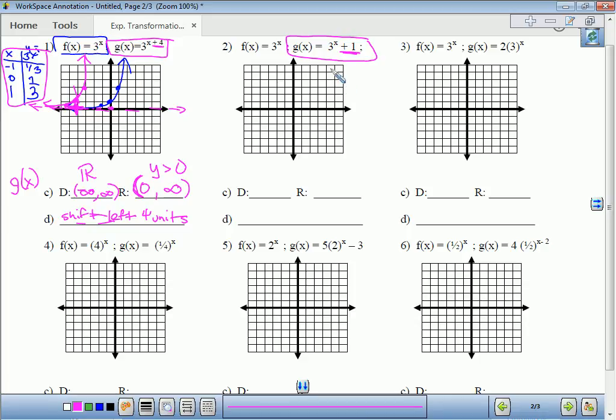Well, when we take that whole function and shift it up 1, what I want you to think about it doing is shifting that asymptote. So that asymptote no longer lives at y equals 0. It's up here at y equals 1. So our asymptote is what gets shifted up and down. So please go ahead and shift your asymptote.